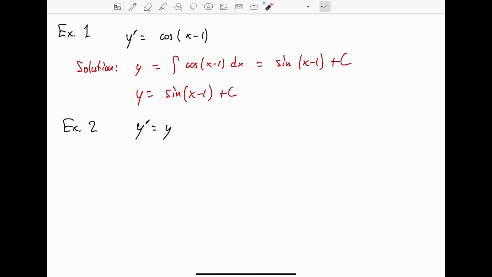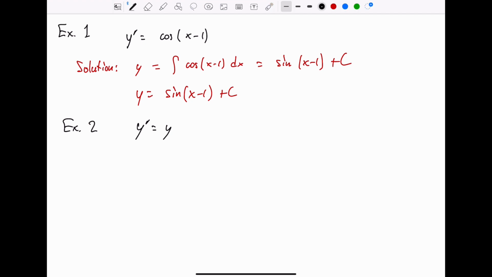Take a look at what this differential equation is saying. It's saying that the derivative of some function y equals the function y itself. Can you think of a function whose derivative is equal to itself? Maybe pause the video and just think for a second. Can you think of a function where you take the derivative and you just get the same function back out? Can you think of one?